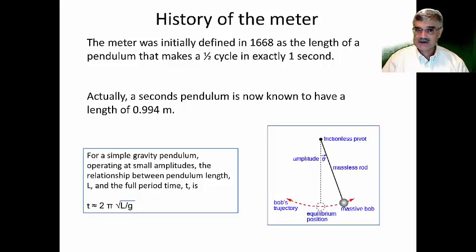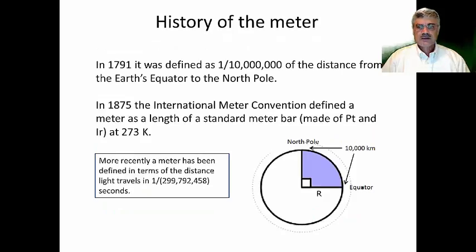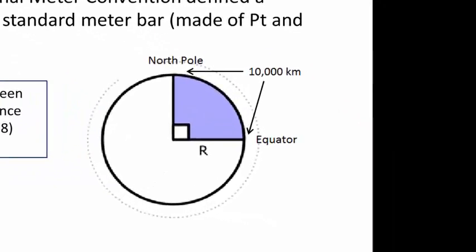So the initial definition of a meter was based on the length of a pendulum arm, along with our definition of time in seconds. Later, the meter was defined as 1/10,000,000th of the distance from the Earth's equator to the North Pole. So if you look at the drawing in the bottom right, from the equator to the North Pole would have been 10 million meters. 10 million meters would be 10,000 kilometers. And that was the definition of a meter that was established in 1791.